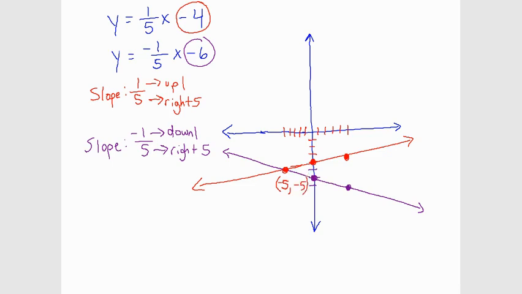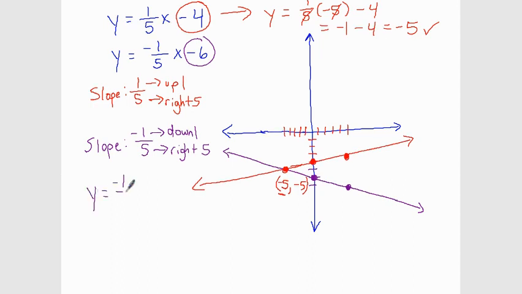Because graphing is not the most accurate way to do this, we're going to go ahead and check our answers, which means we're going to plug in our x value of -5, and in both instances, we should get an output of -5. So here we've got y equals 1 over 5 times -5 minus 4. The 5's cancel. We're left with just -1 minus 4, and we get -5. Great, so far so good. And then down here, y is equal to -1 over 5 times -5 minus 6. The 5's cancel and the negatives cancel, so we're just left with 1 minus 6, which gives us -5. Good, we have the correct solution.